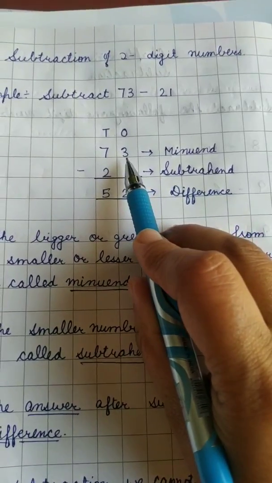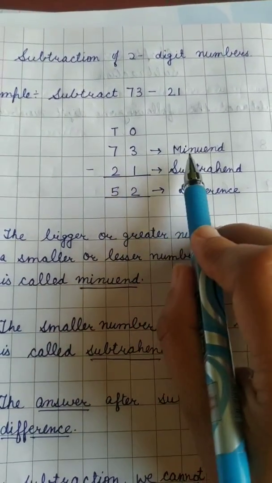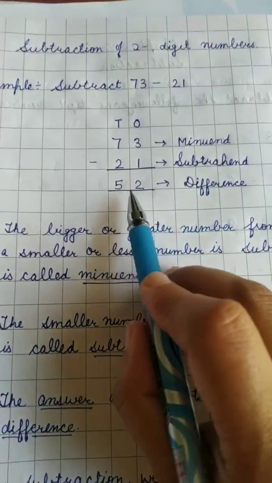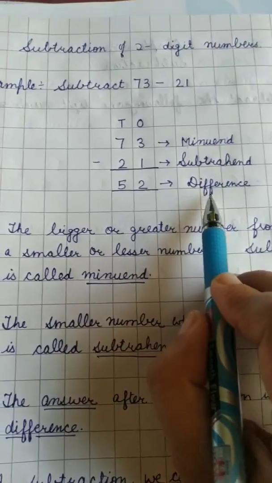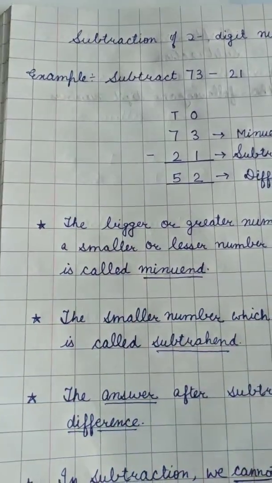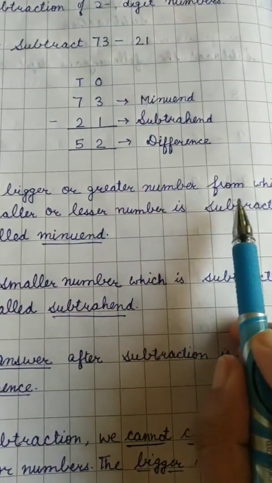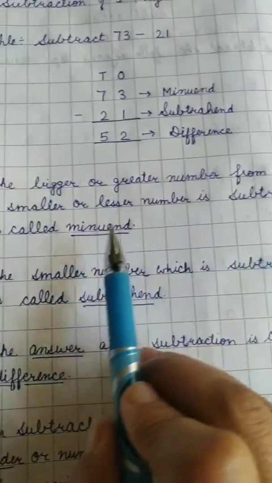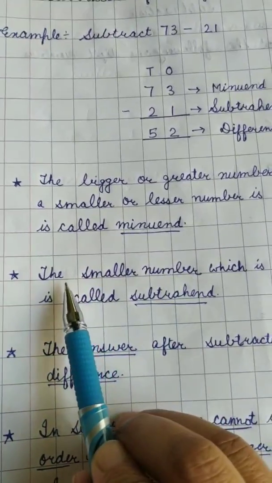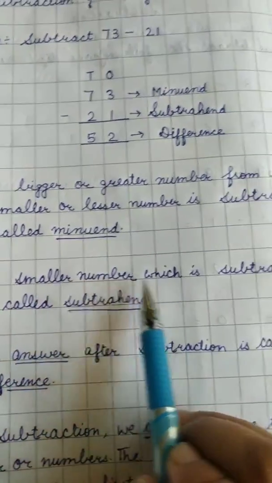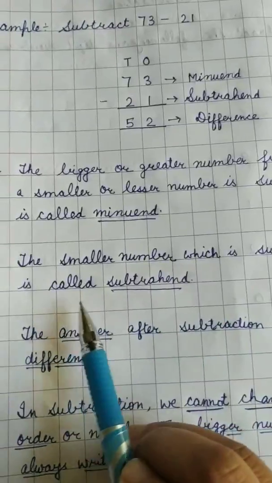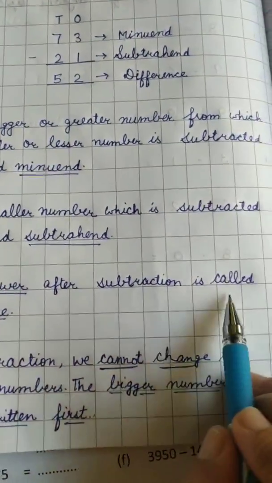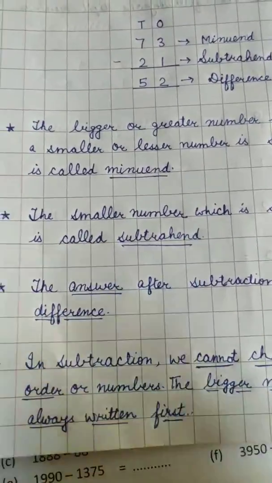Now what are the terms related to this? The bigger number from which a smaller number is subtracted is called the minuend, and the number which is subtracted is called the subtrahend, and the answer which we get is called the difference. So these things we have written over here. The bigger number or greater number from which the smaller or lesser number is subtracted is called the minuend. The second one is the subtrahend. The smaller number which is subtracted is called the subtrahend. Then we have difference. The answer after subtraction is called the difference. These things can come in the fill up also, children.